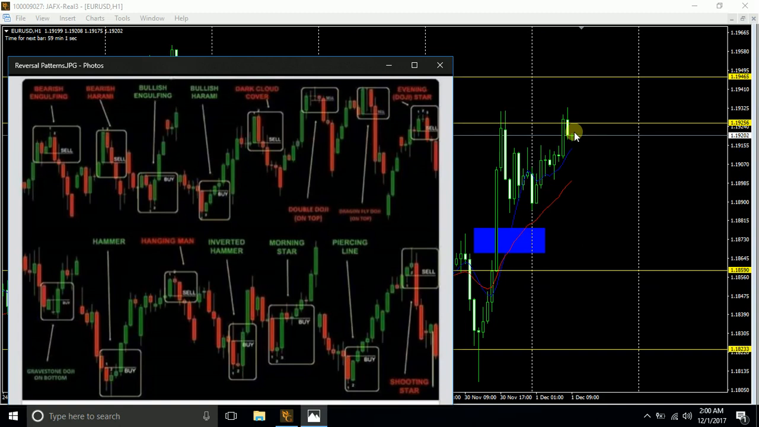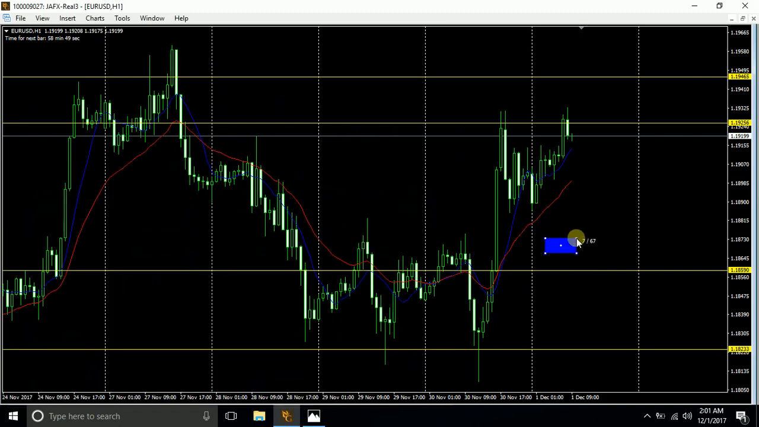So looking at this one, do we have a pattern? And the answer is no. Because in this situation, we're looking for a pattern to form and close right at this level. So the answer to do we have a pattern here is no.